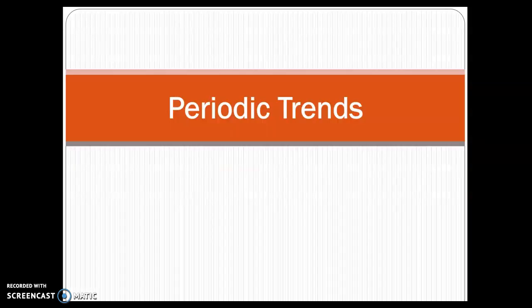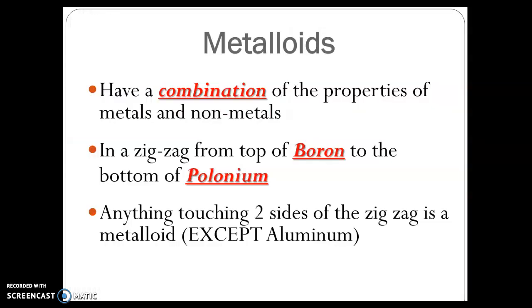All right, so they have a combination of properties of both metals and nonmetals. They're in a zigzag pattern from the top, from boron to polonium. And anything touching two sides of the zigzag is a metalloid, except for aluminium.